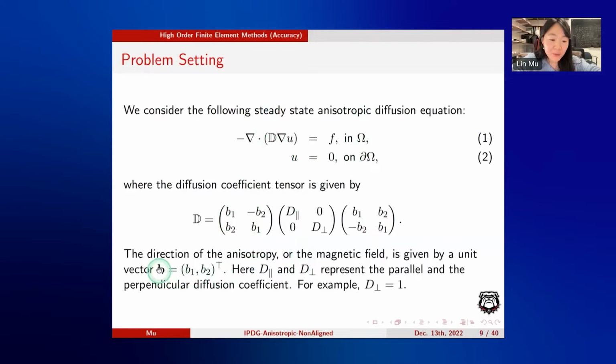For example, it can represent the magnetic field. We have 2 components, B1 and B2. They can be functions of the spatial variables. Then for the middle matrix, we have D parallel and D perpendicular. These two are constants, representing the parallel and the perpendicular diffusion coefficients. For simplicity, let's assume we only care about D perpendicular equal to 1 and D parallel with varying values.